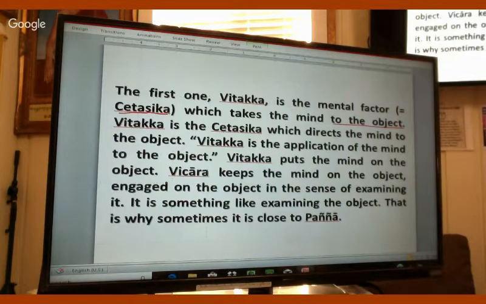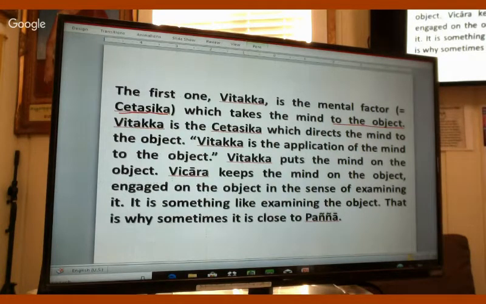Form sphere consciousness also has Vitakka, and there Vitakka is a very strong jhana factor. So the 44 kinds of sense sphere consciousness work with Vitakka, and form sphere consciousness works with Vitakka, but the power is different. The power of Vitakka is different in those different minds. In jhana, the power of Vitakka is high, of course. That's why we call it jhana.